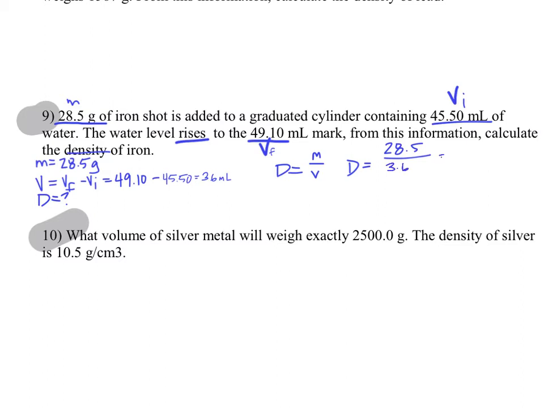So when I type this into the calculator, and remember the top number always goes first, 28.5 divided by 3.6 gives me a density of 7.91666667. We're going to round. We don't need all those sixes. We're going to say 7.916 rounds to 7.92 grams per milliliter.